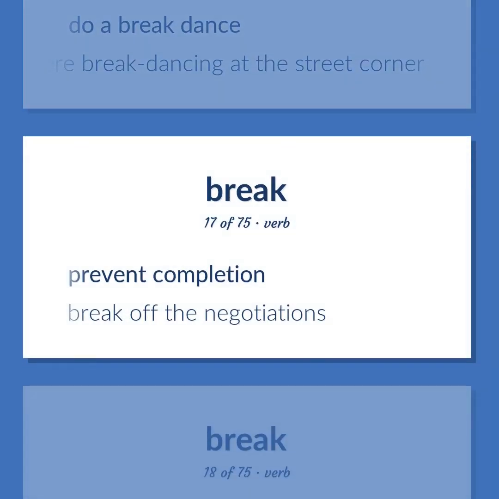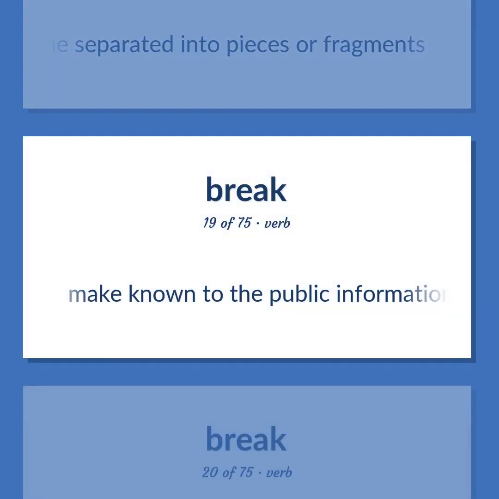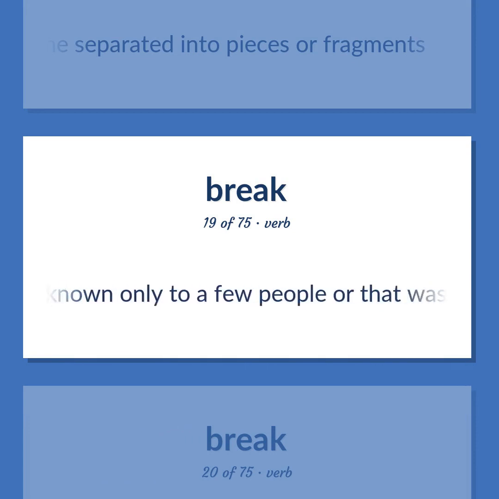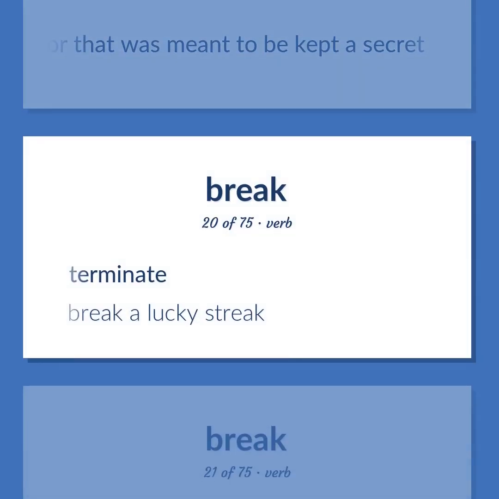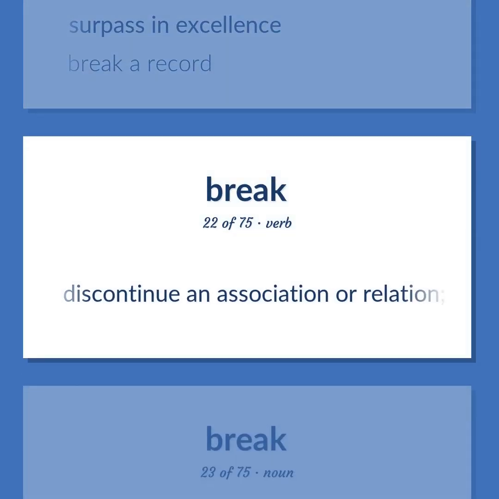Prevent completion. Break off the negotiations. Become separated into pieces or fragments. Make known to the public information that was previously known only to a few people or that was meant to be kept a secret. Terminate. Break a lucky streak. Surpass in excellence. Break a record. Discontinue an association or relation. Go different ways.